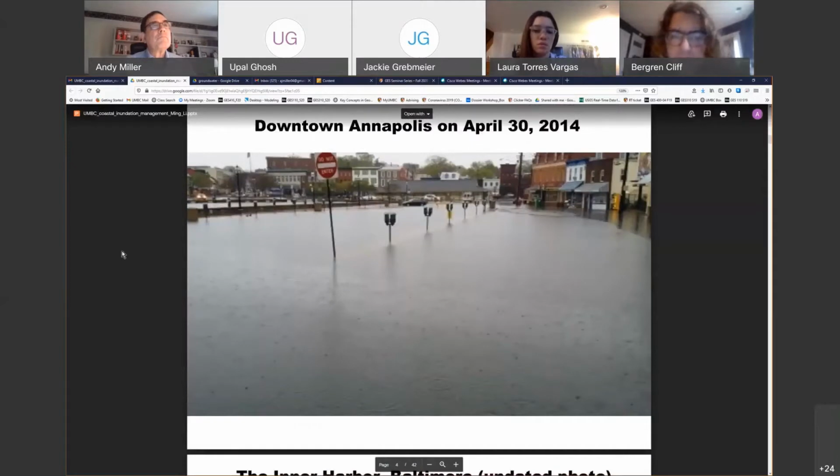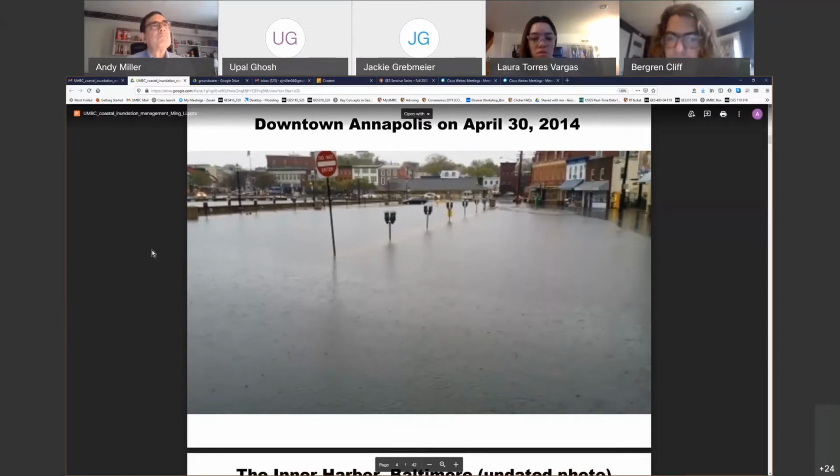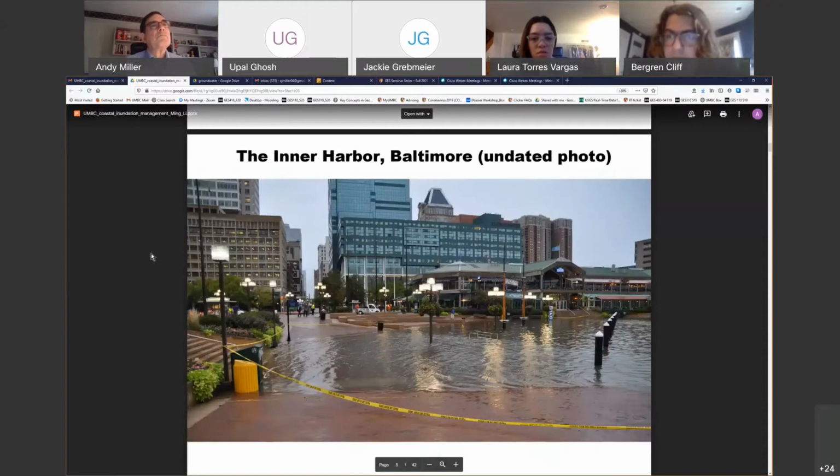Because of this gradual increase in mean sea level, your next high tide is going to be higher than your previous high tide. That's why we see more of what we call nuisance flooding or high tide flooding. This is a picture of nuisance flooding on April 30, 2014 in downtown Annapolis. It's about 20 to 30 centimeters of water. It probably doesn't destroy a lot of buildings, but it closes businesses. Next slide, please. This is another picture in downtown Baltimore. Again, high tide flooding, calm day, no storm. Next slide, please.